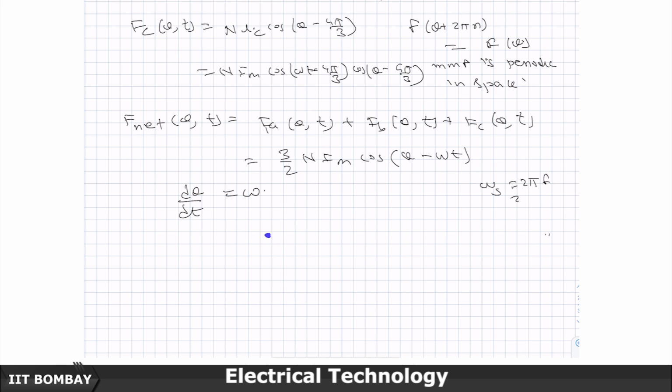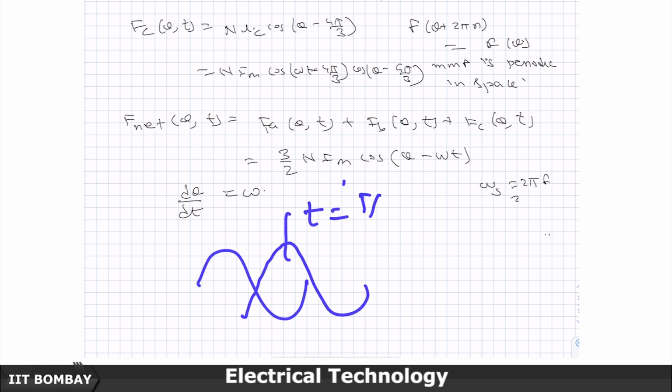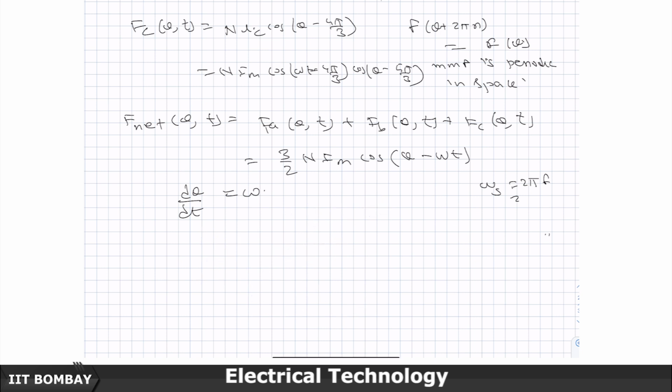So it is as if that figure went away, and this is t equal to T by 3, with amplitude 3 by 2 NIM. It is as if this one has rotated at a speed omega in the forward direction. So what do you see? You see a rotating MMF wave which in space is distributed sinusoidally, but is moving at a constant speed omega.